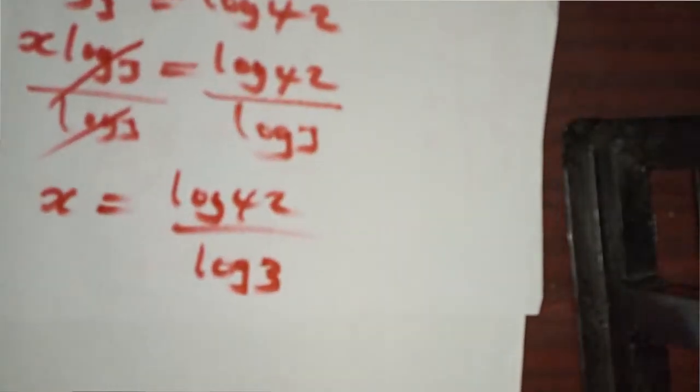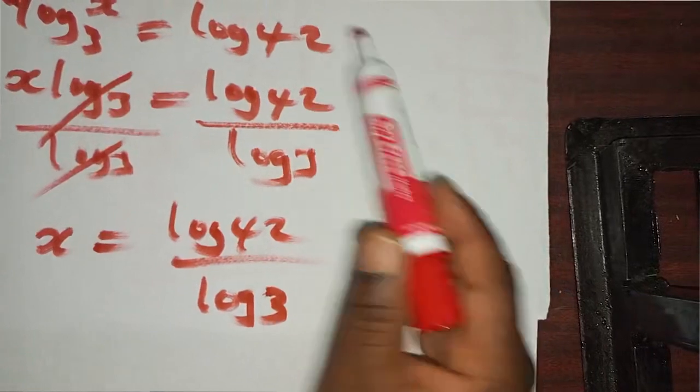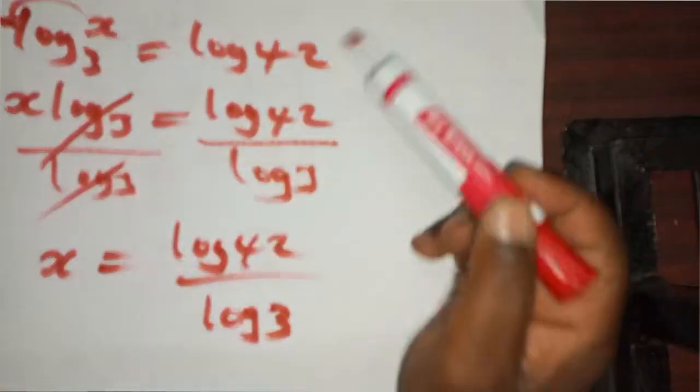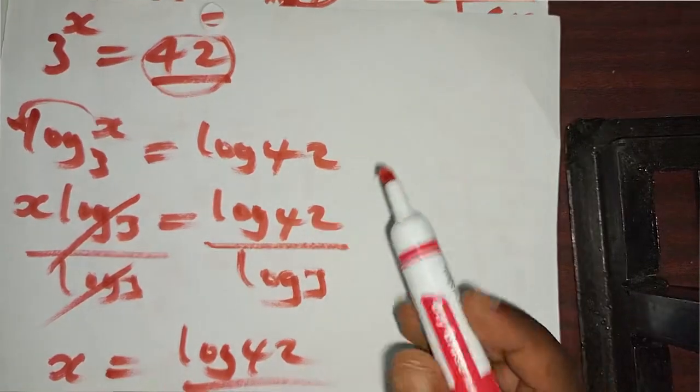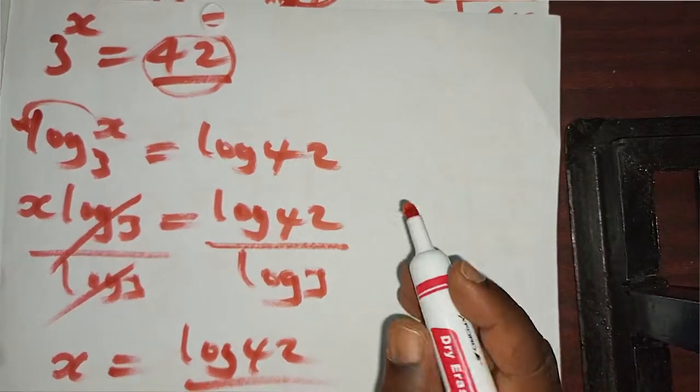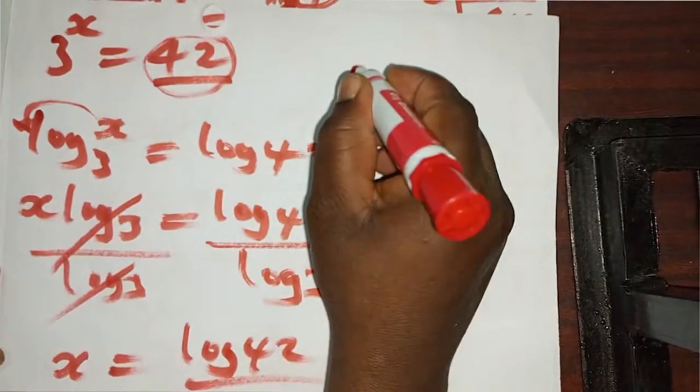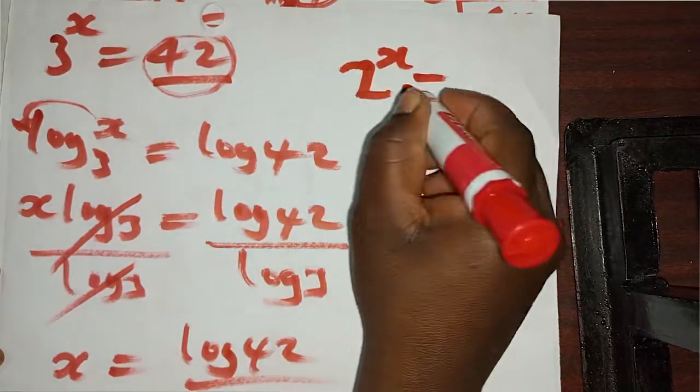You may also have maybe 2 to the power x equals 7. So 7 cannot be expressed in index form. So what you do is you introduce log both sides. That's what normally happens. Anyway, that's the story.